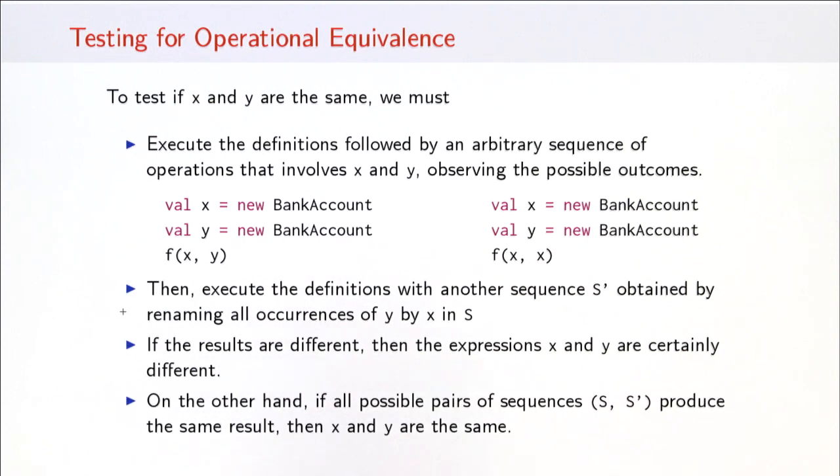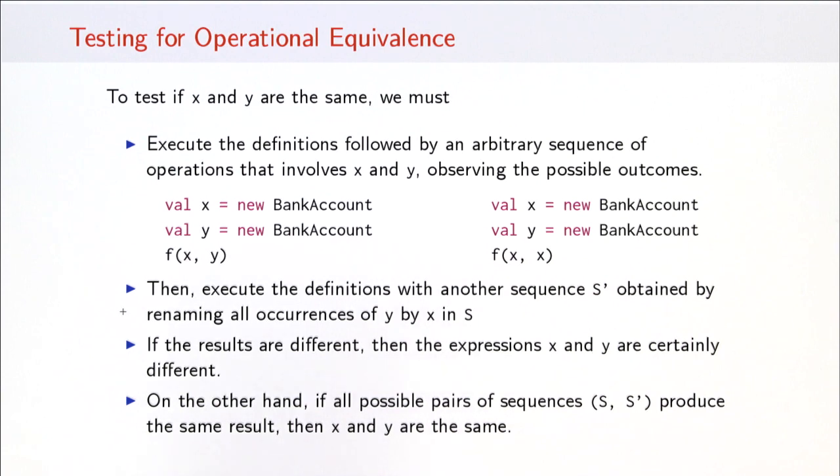On the other hand, if every possible experiment, every possible pair of sequences produces the same result, then we say that x and y are the same, because there's no way you could distinguish them. They're not different because there is no test that can give a different outcome on the x and y or the x and x on the right-hand side. So that, in a nutshell, is the definition and the theory of operational equivalence.